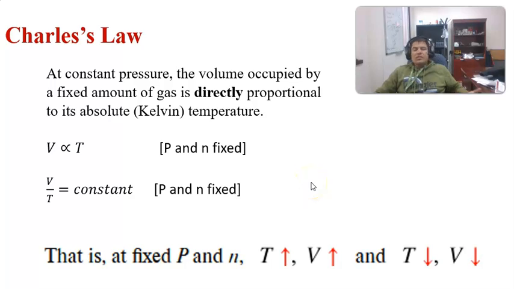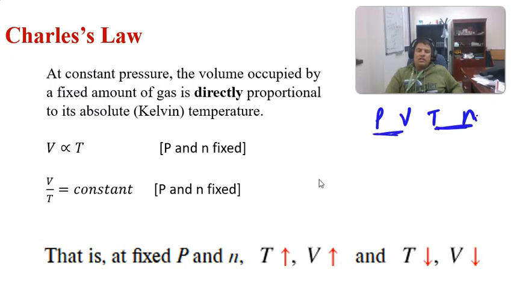So now Charles' law, there is another law which is Charles' law. Let me recall Boyle's law for you. Boyle's law says pressure, volume, temperature, number of moles, right? For Boyle's law, temperature and moles are constant. But for Charles' law, it is just the opposite. Pressure, volume, temperature, number of moles. For Charles' law, pressure and the number of moles are constant.